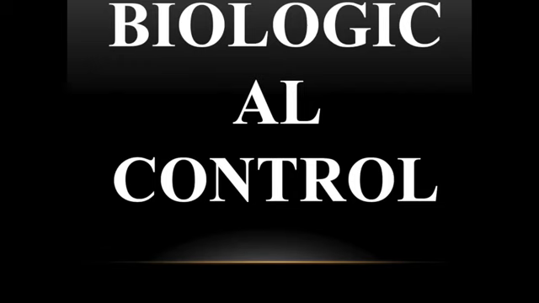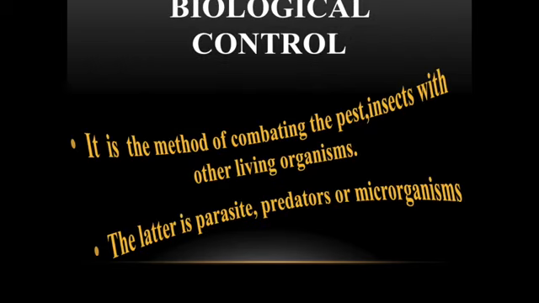Next is biological control. Here it is a method of combating the pest or insects with other living organisms. The latter may be a parasite, a predator or a microorganism.